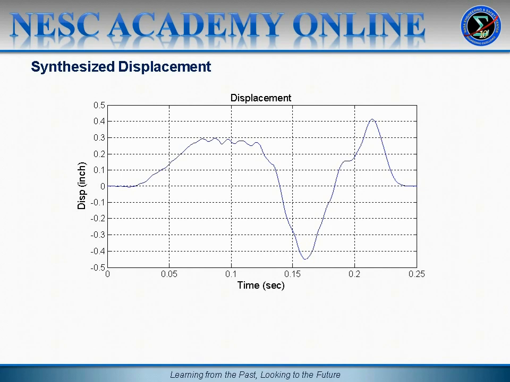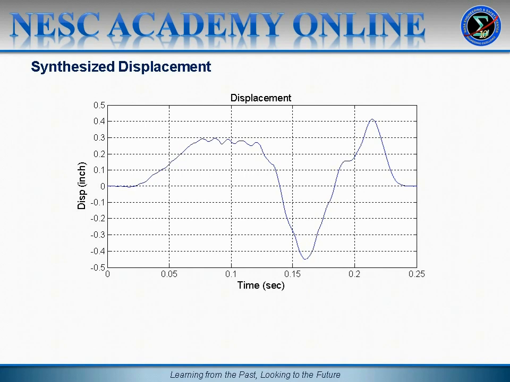And here's the displacement time history as integrated from the velocity. The y-axis is displacement in inches, and the x-axis is time in seconds. And the final value of the displacement is 0. And again, that's very important for shaker table testing.